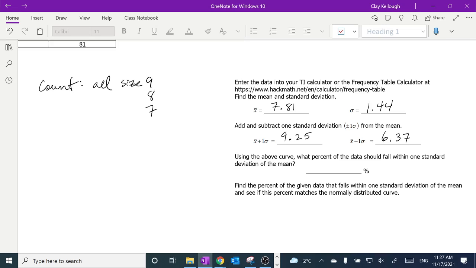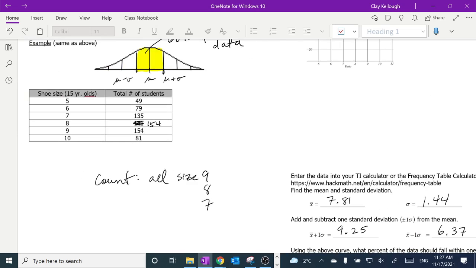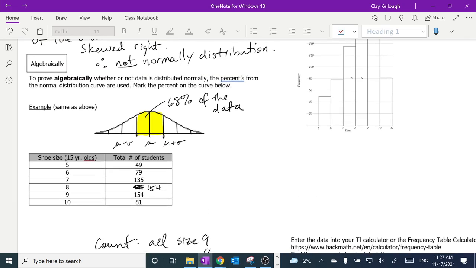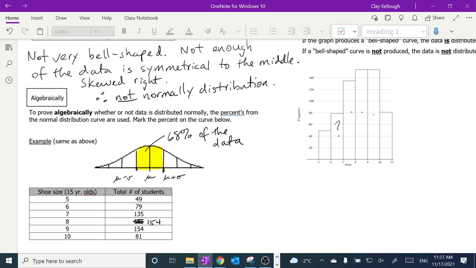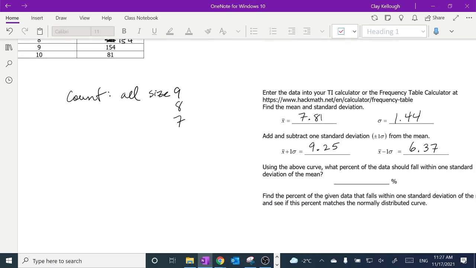Again, isn't 6.37 closer to 6 than it is to 7? Right? But at the same time, all of the data that's in this bar I'm counting, this bar I'm counting, this bar I'm counting. Do I count this bar? I'm going to try without it. So I'm actually not going to count the 6s. I know 6.37 is closer to 6 than it is to 7, but it's still not between, right?